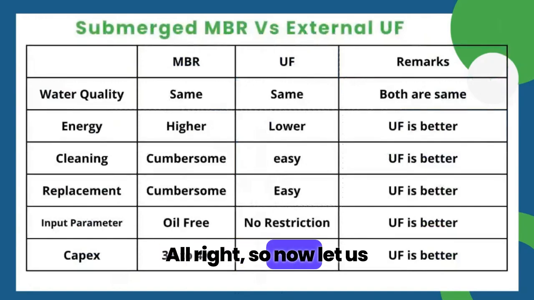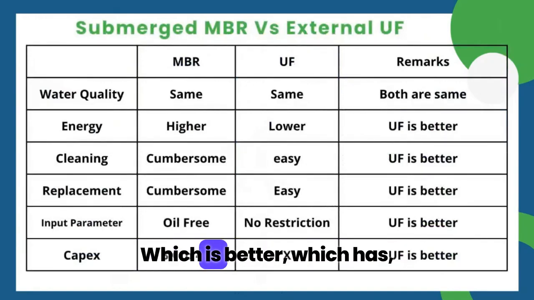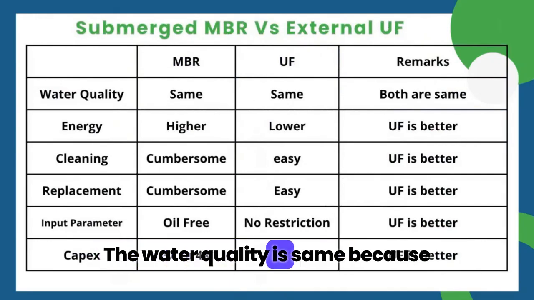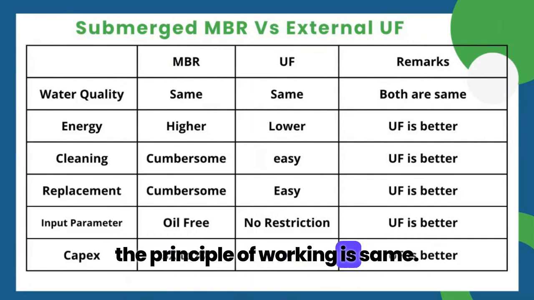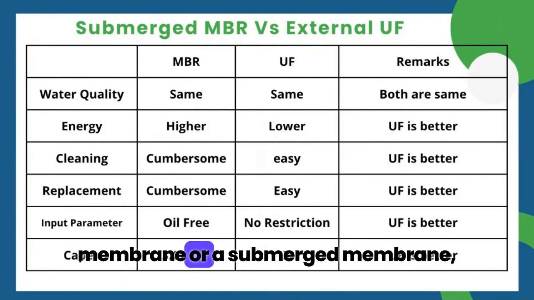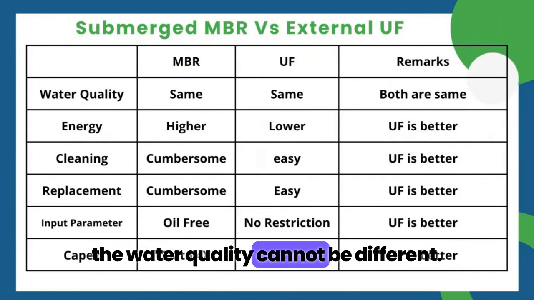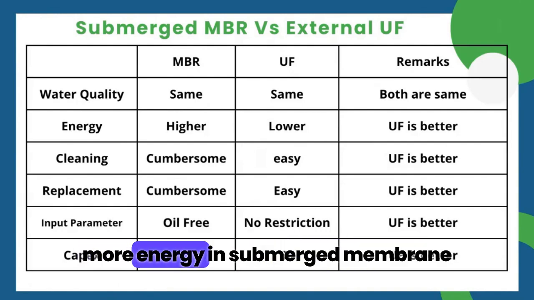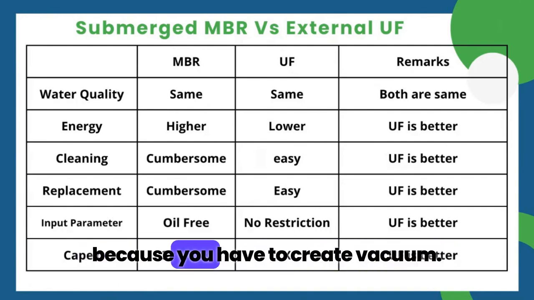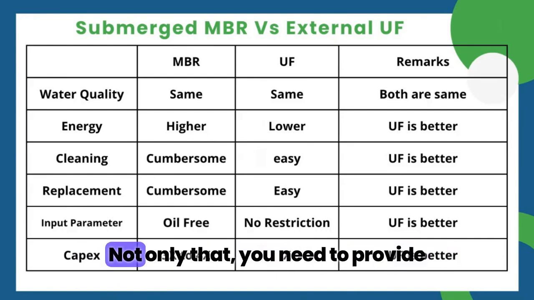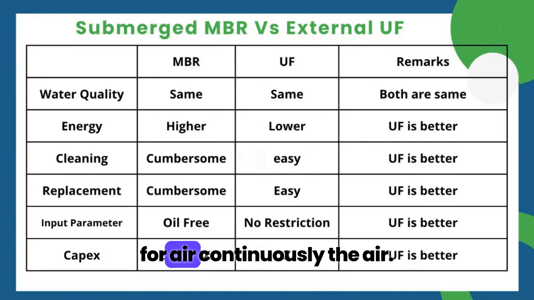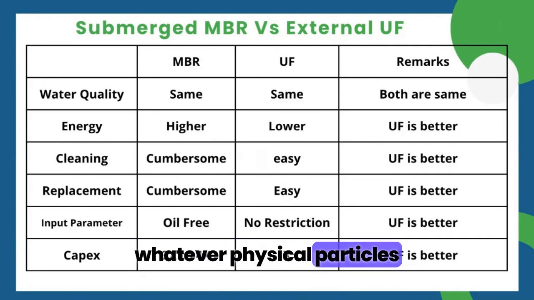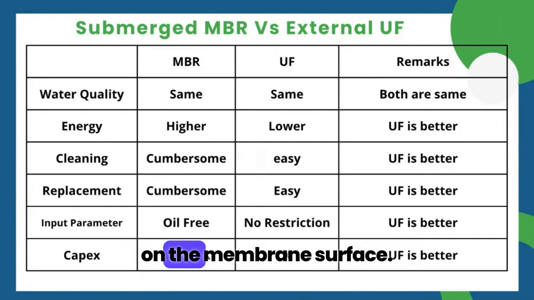All right. So now let us just do a small comparison. Which is better? Which has which benefits? The water quality is the same because the principle of working is the same whether you are using an external membrane or a submerged membrane. The water quality cannot be different. From an energy point of view, you require more energy in a submerged membrane because you have to create vacuum. Not only that, you need to provide air continuously. More air is required to purge whatever physical particles are getting accumulated on the membrane surface.